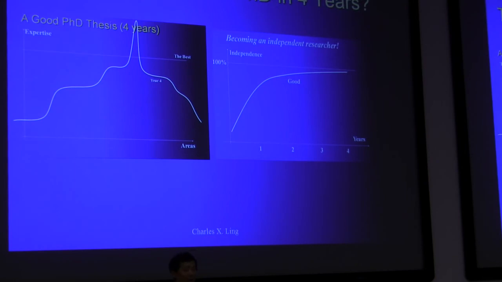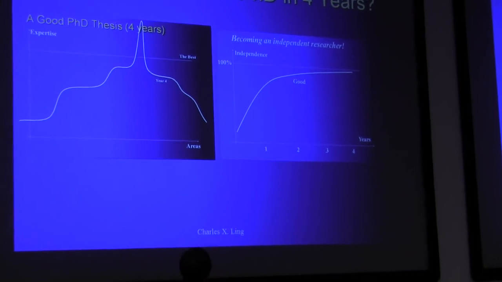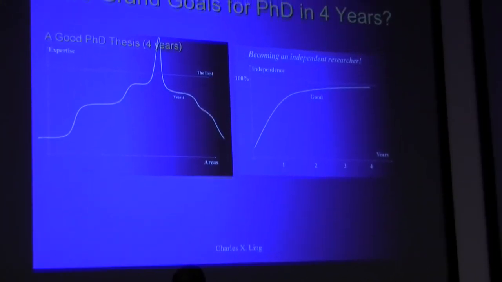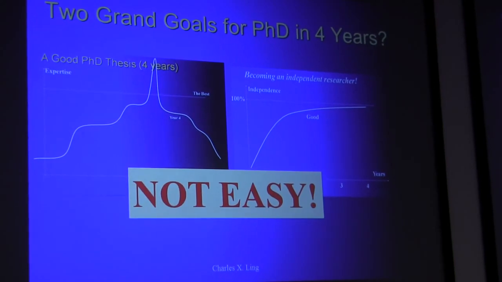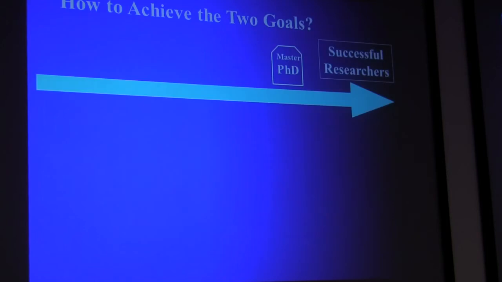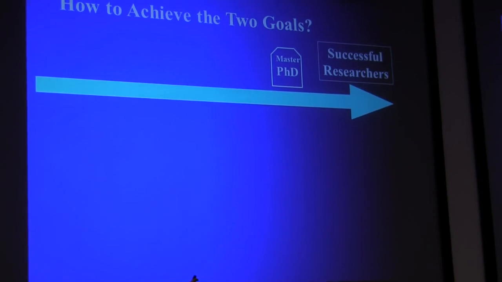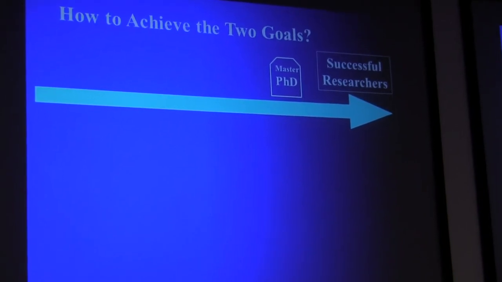All right, so these are the two main goals, right? And to reach that in 4 years is not very easy. It's actually very hard. We only have 4 years. So then, what will we do? Well, I will break that down into 3 subtasks. So here again is a successful researcher, and here is a PhD or master's thesis as a milestone, and here is the path. And to achieve these 2 grand goals, I break down into 3 subtasks.